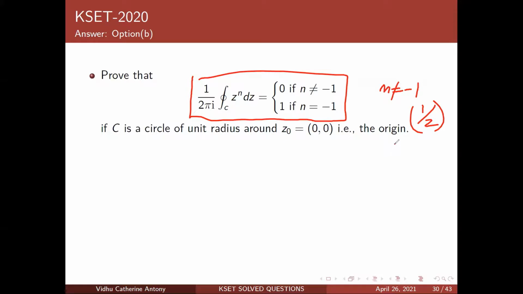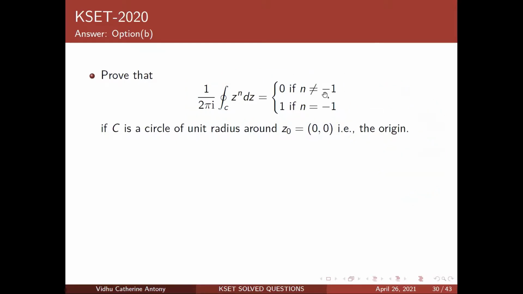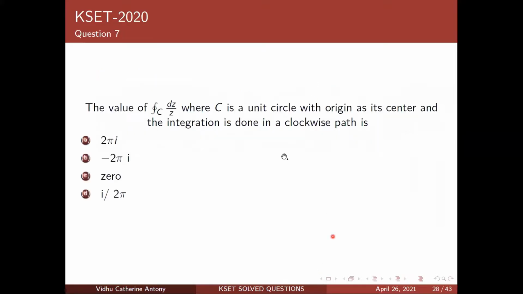Note that in the question they've asked for 1 by z dz, so this 1 divided by 2 pi i part isn't there. So don't go ahead and tick 1 directly. You have to multiply that 1 with the 2 pi i that you have here. So remember this formula, and I'll show you right now how to derive it. If C is a circle of unit radius, which we will use in the problem, let's look at this question again. They have specified a unit circle here, so that's why we're able to use this particular property.